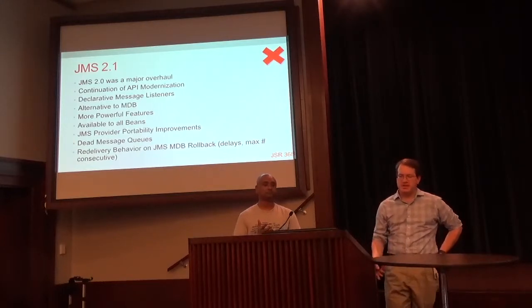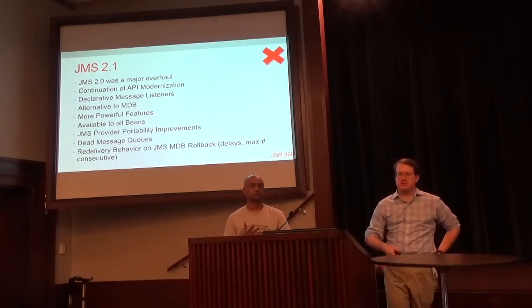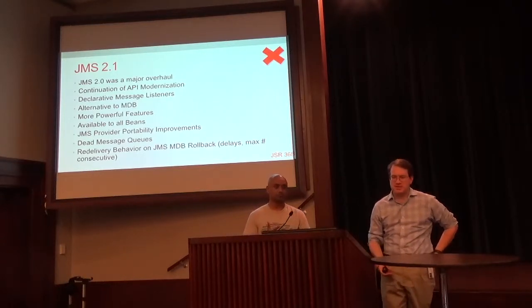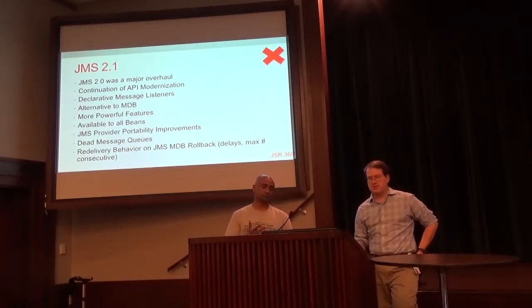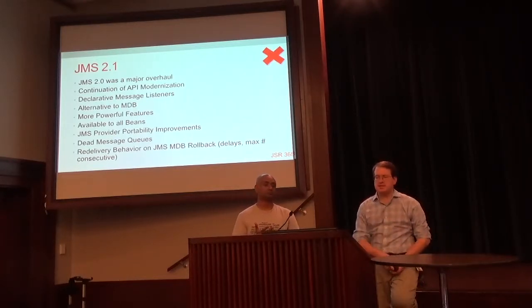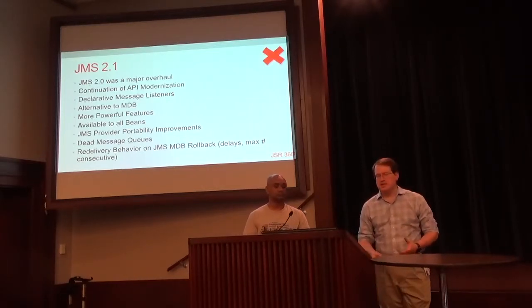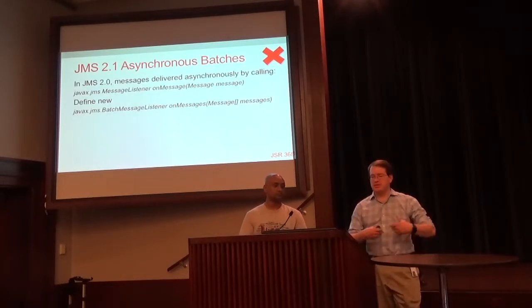JMS 2.0 was actually the major release, the first major release in a very long time. The original objective was a continued modernization of the API, adding support for declarative message listeners, adding an alternative for message-driven beans, so you did not always have to use a message-driven bean, adding more powerful features to it, making it available to all beans within the system, adding support for things like dead message queues, redelivery behavior on JMS rollback, etc. But it was in a very early state of development at the time that they actually canceled it, so we'll never actually know what it would have been.